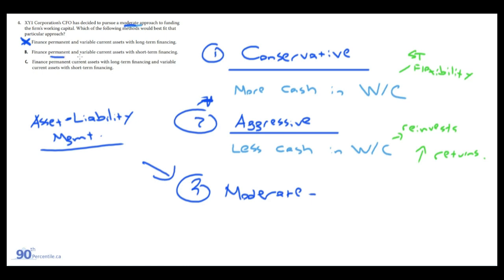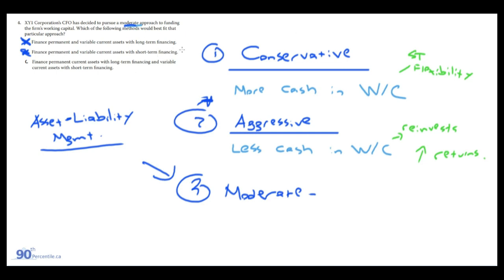And then if we're here, financing permanent and variable current assets with short-term financing, that's kind of a conservative approach as well. Once again, short-term financing can be short-term notes. You can even stretch that definition to include accounts payable, stuff like that.